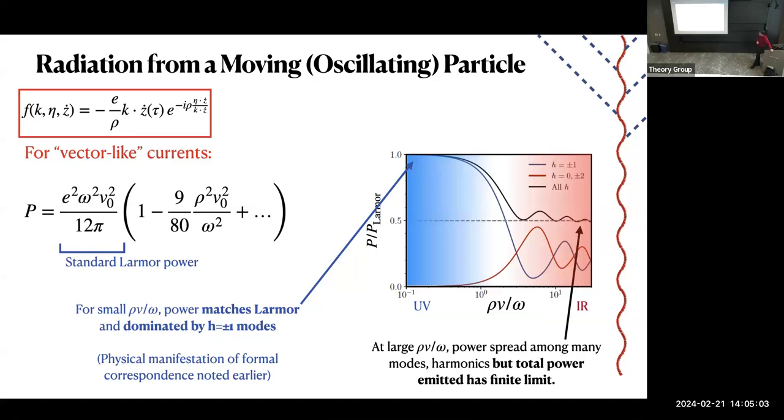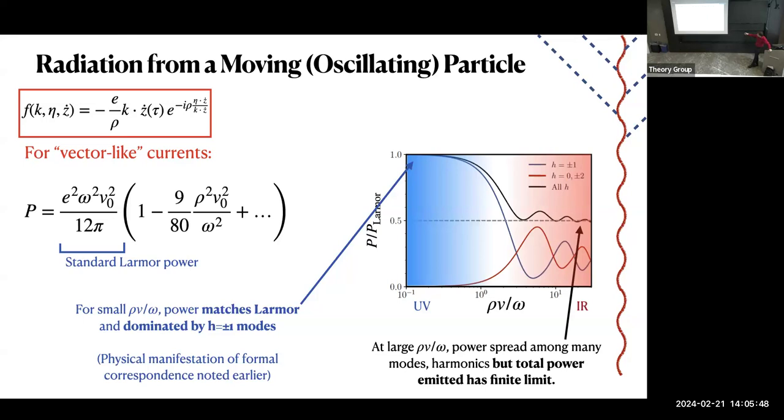If you take this current and calculate whatever you want, the simplest problem probably being just the radiation from a moving particle in the classical limit, done here for simplicity is just a particle oscillating at frequency omega with velocity v naught. You can take the field theory, compute the stress energy tensor, and look at the energy flowing off to the boundary in the far field limit to get the power. What you obtain is the standard Larmor power, and then very specific predicted rho dependent corrections to that power. This is an expansion in the limit of small rho over the frequency of the radiation being emitted. This is the frequency of the oscillation.